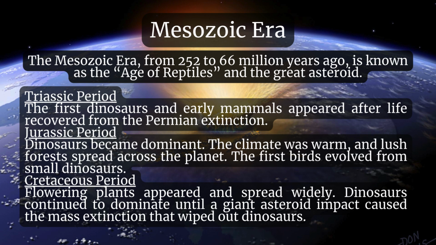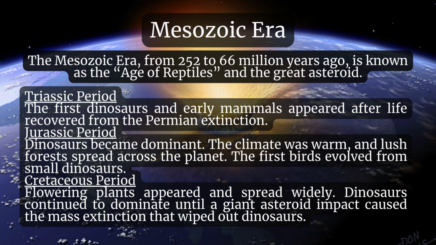And then we get into the Mesozoic era. I'm sure you guys have probably heard of this one, because this was the time of the asteroid that wiped out all those dinosaurs. This period was from 252 to 66 million years ago, and it's known as the age of the reptiles. In the Triassic period, the first dinosaurs and early mammals appeared after life recovered from the Permian extinction. And then in the Jurassic period, dinosaurs became dominant.